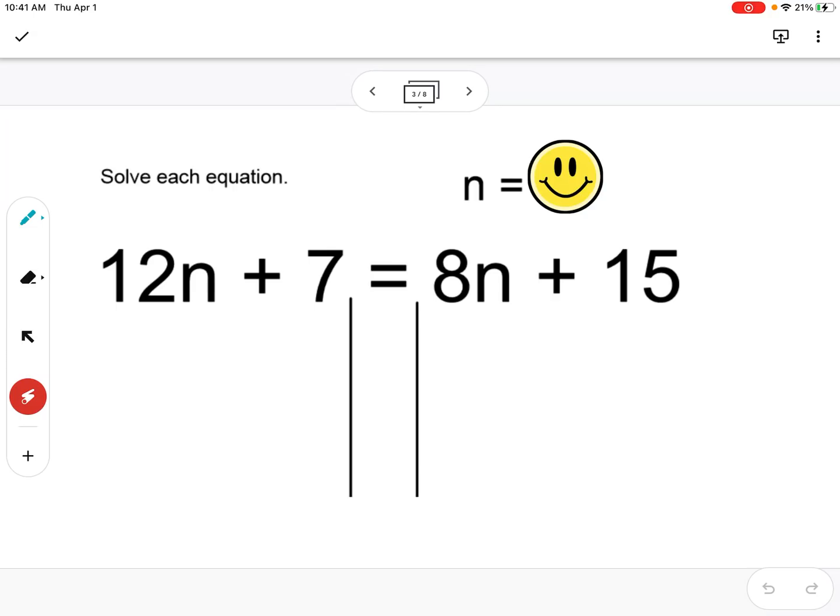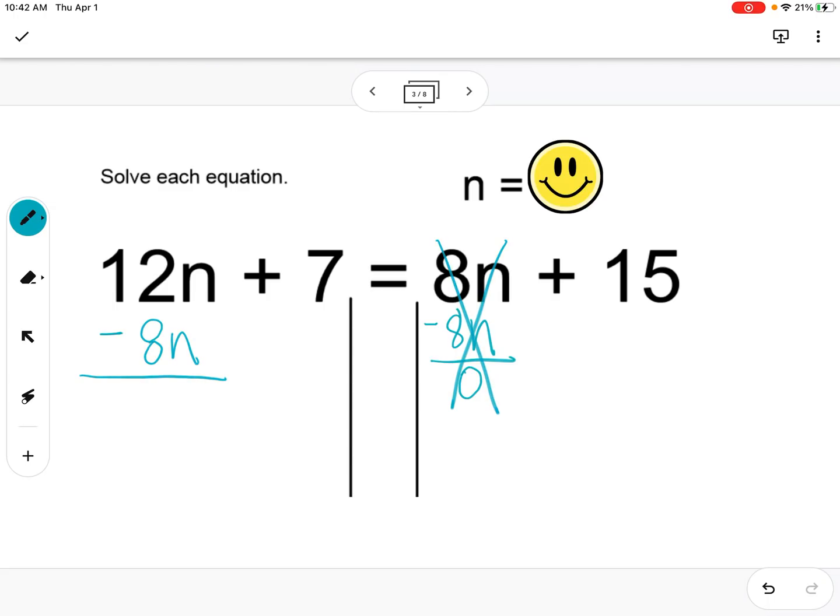Now I want to keep on one side, and it doesn't really matter which side, the variable and on the other the numbers. Since I notice here I have 12n and 8n, I'm going to move the 8n. If I have 8n, I can get rid of it by subtracting 8n. And that brings me to 0. I'm going to do the opposite on this side over here. And I've got rid of this over here, which is great. Now I'm thinking 12 minus 8 is 4n.